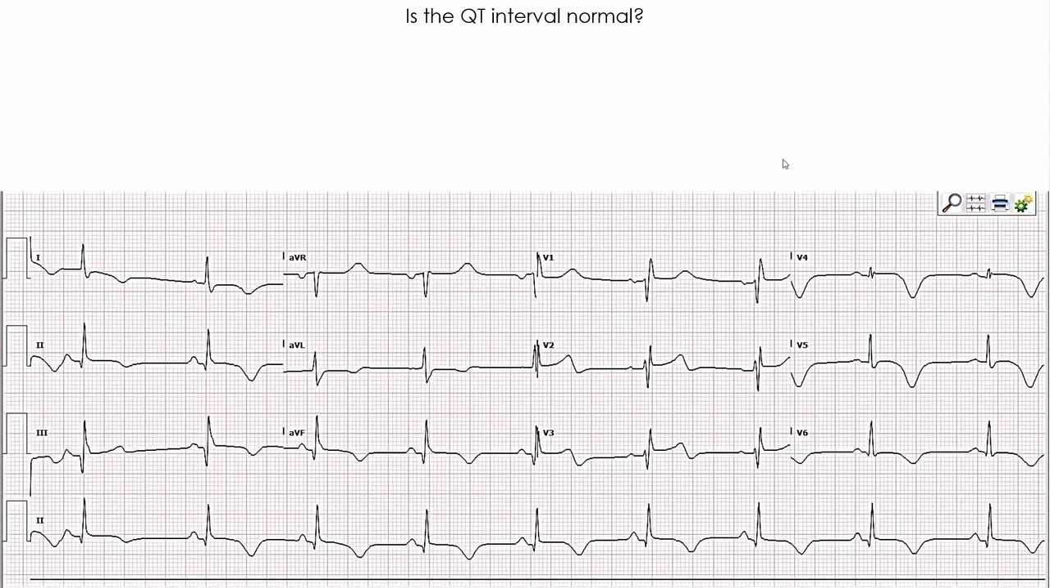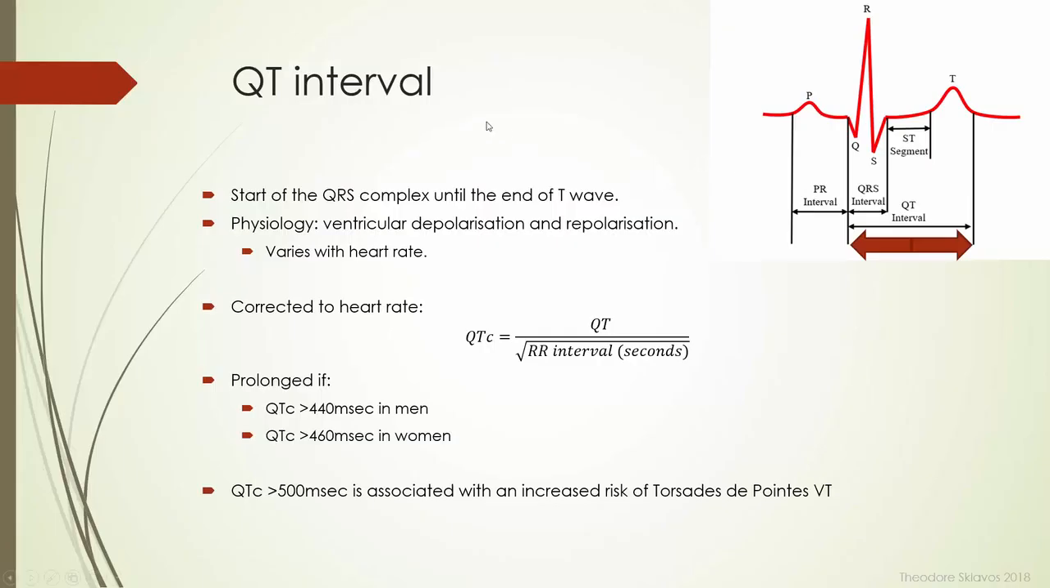So after the T wave, there's just one last thing to check, and that's the QT interval. Alright, now before we touch on that, I'm just going to briefly go through some definitions. The QT interval is defined as the time between the start of the QRS complex and the end of the T wave. Okay, it doesn't matter if there's no Q wave. In that case, it'll just start from the R wave. Point is, start of the QRS complex till the end of the T wave.